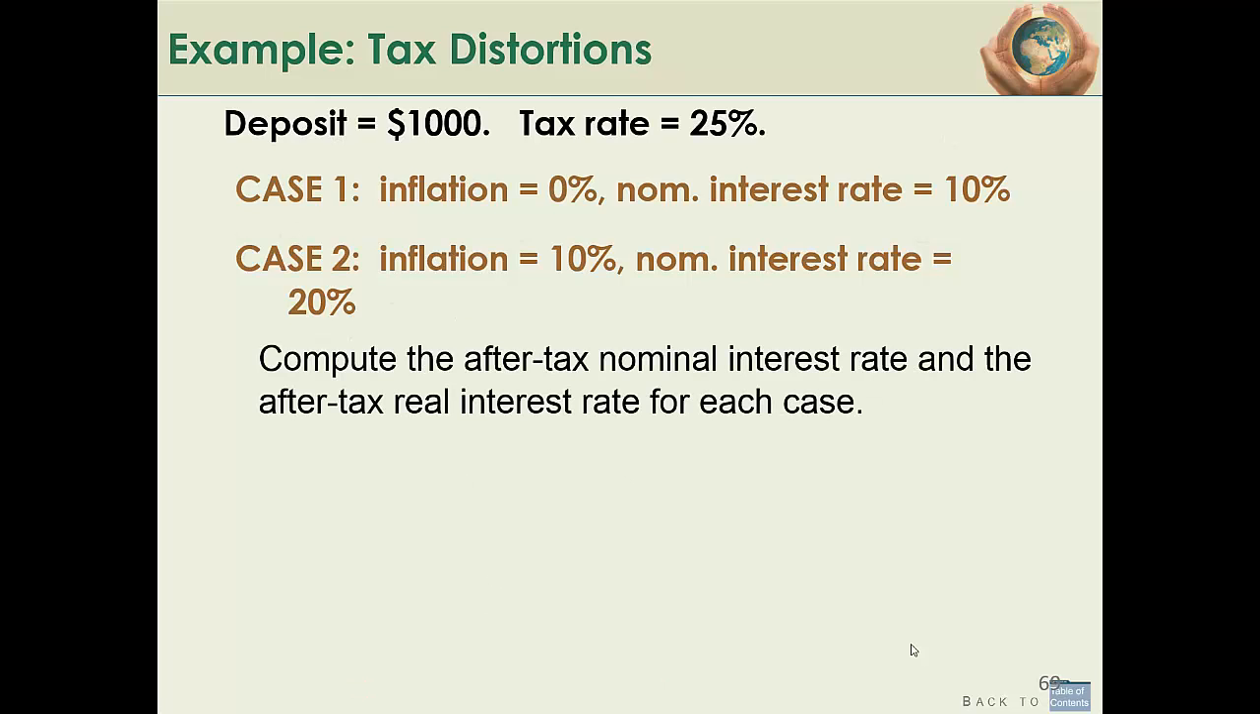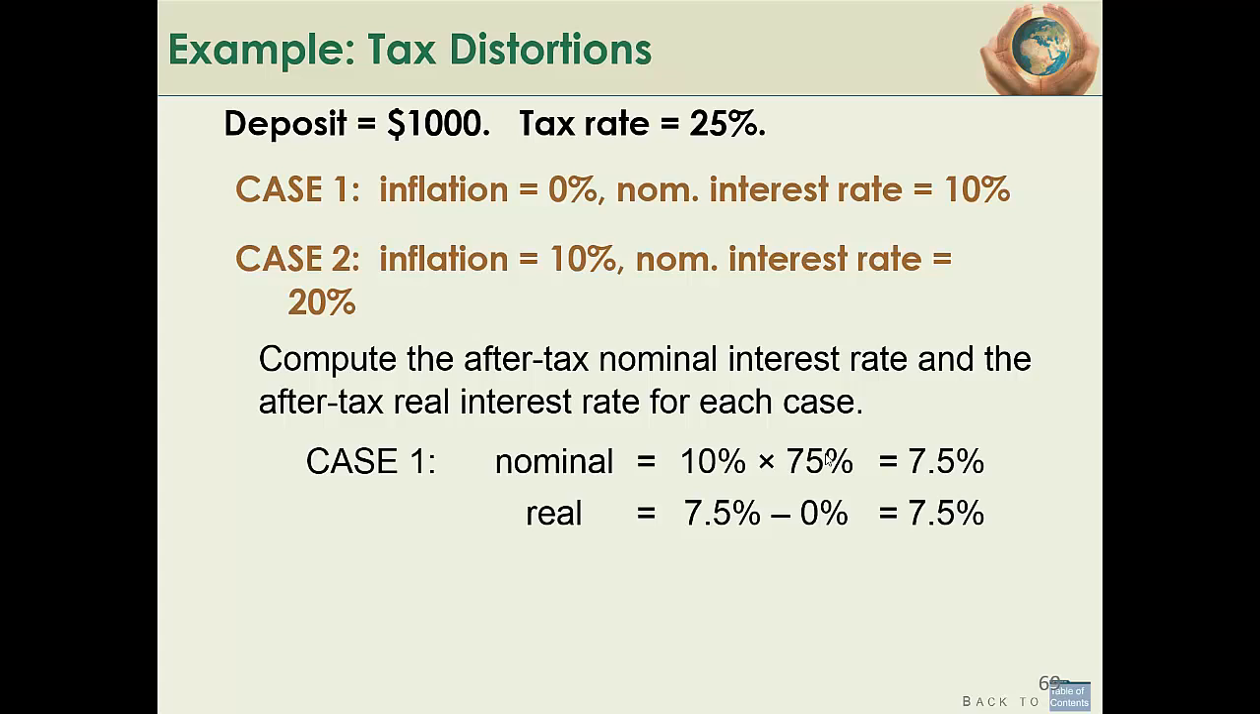Finally, let's look at what the after-tax nominal interest rate is, and then calculate as well the after-tax real interest rate for each case. So in case 1, on every dollar that you deposit, you're going to earn 10%. Of that interest income that you earn, you only get to keep 75% of it, because the other 25% is going to be taxed away. So you're going to get a nominal return of 7.5%. In real terms, though, we have to correct for inflation. So I take that nominal return of 7.5%, subtract the inflation rate of 0%, and I have a real return of 7.5%.